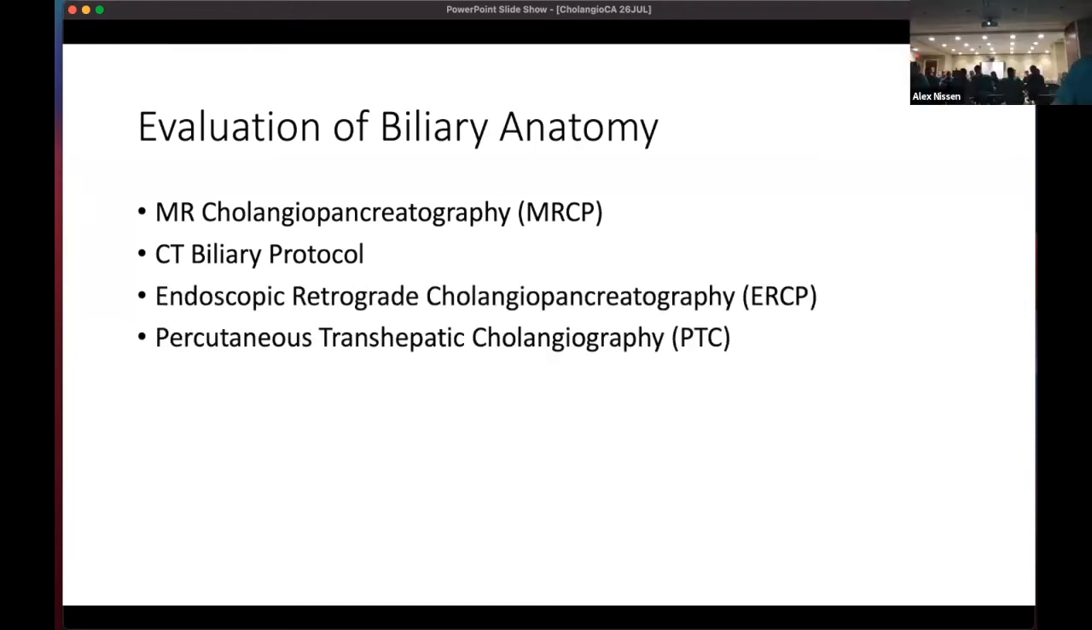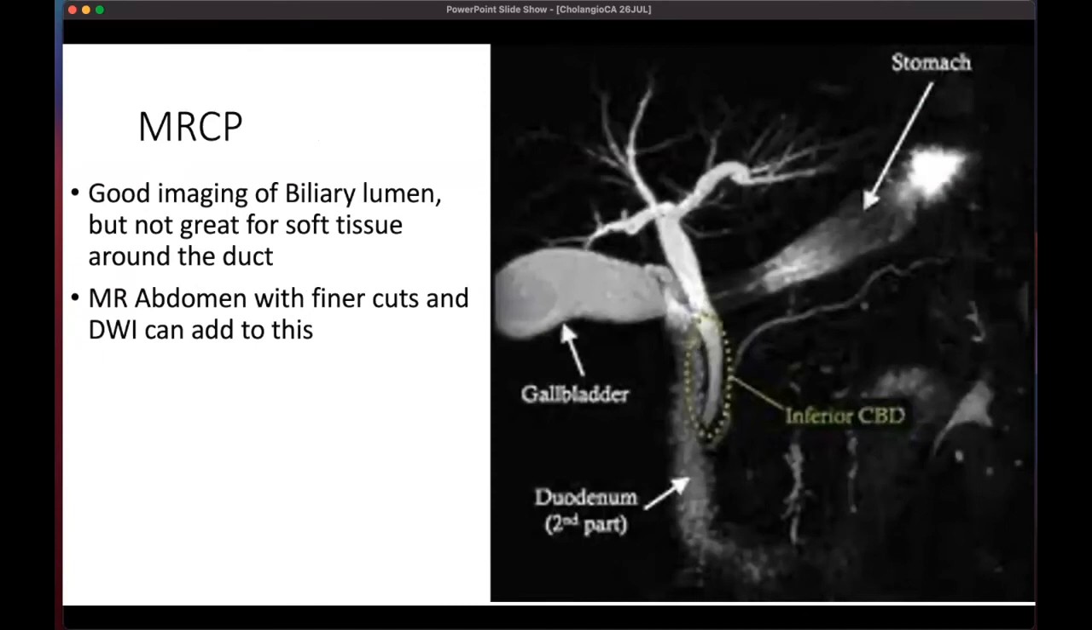Good, PTC. Okay, so MRCP, again, it's great for seeing the lumen of the biliary tree, but it's not great for anything else. So if you want to see the tumor itself, you have to get an MRI abdomen in addition to your MRCP, because an MRCP is only going to give you basically a subtracted T2 of the biliary tree. So you're going to see this really nice imaging of the biliary tree, but you're not going to see any tumor around it, and the relationship between the tumor and what is super important for whether or not you can resect it.